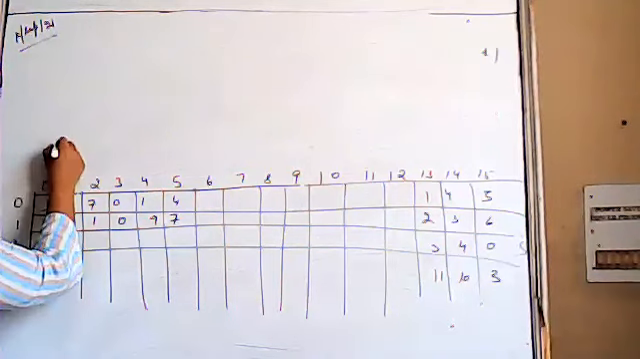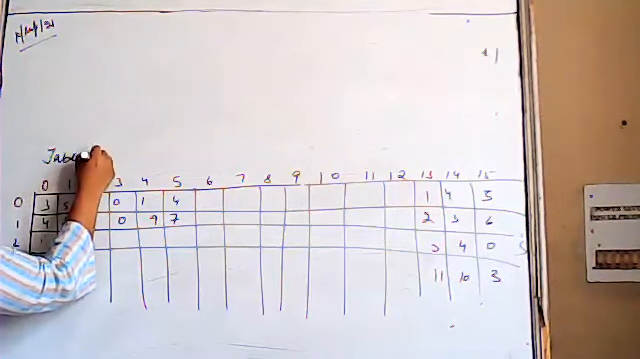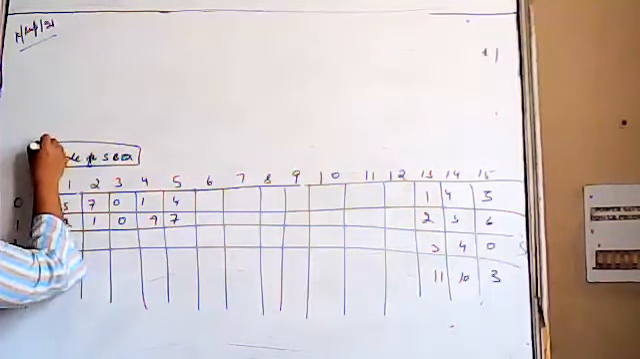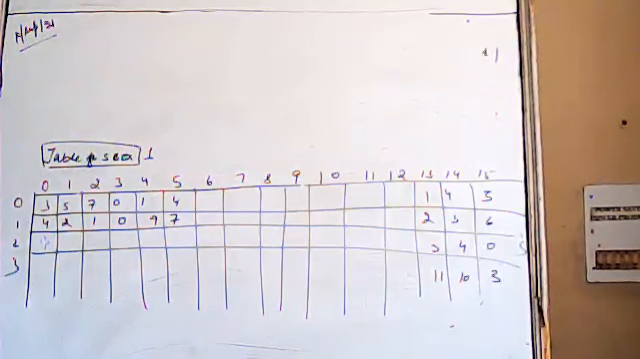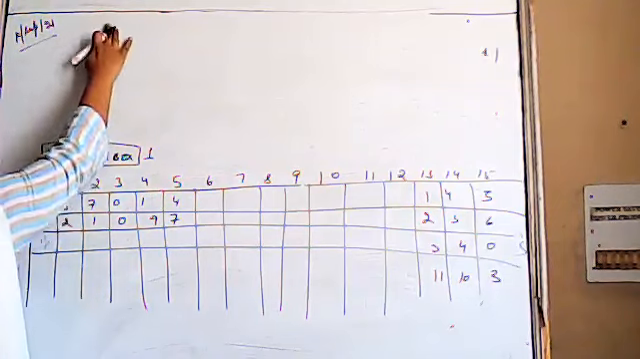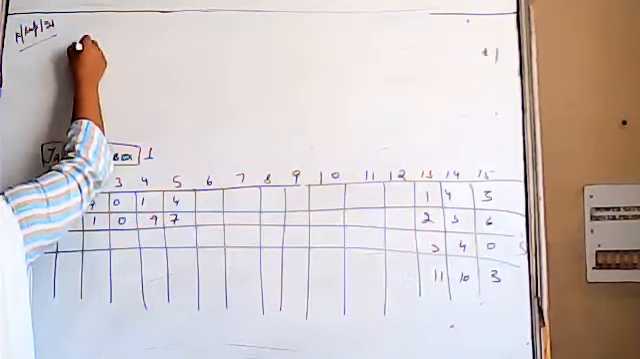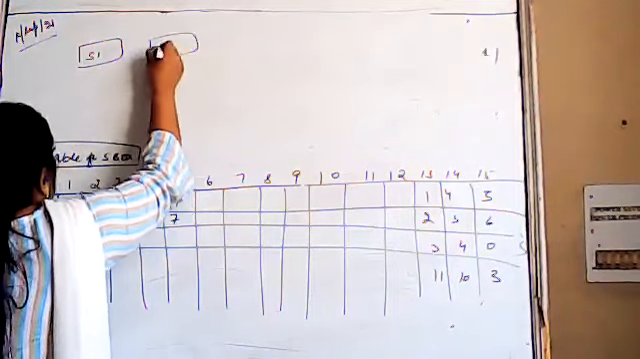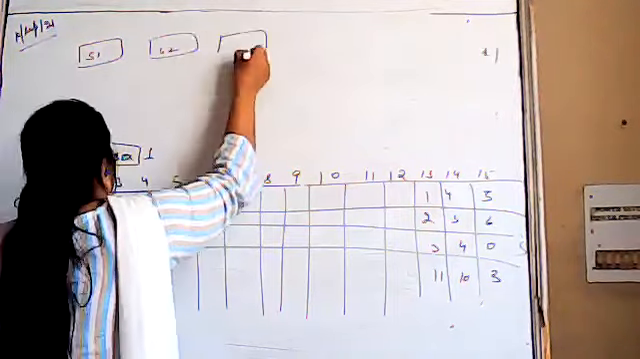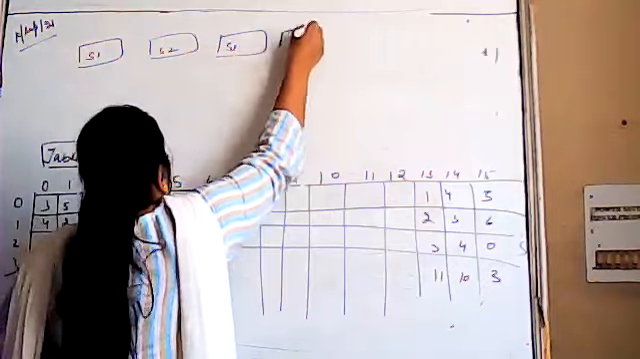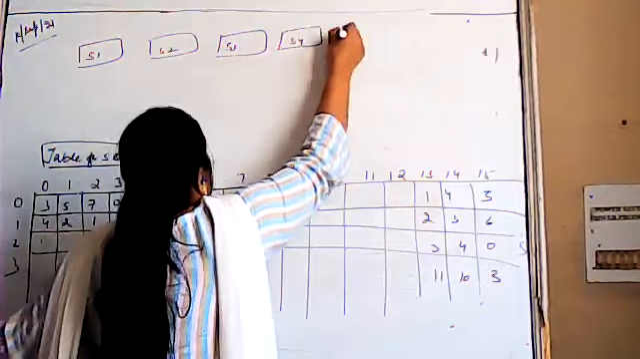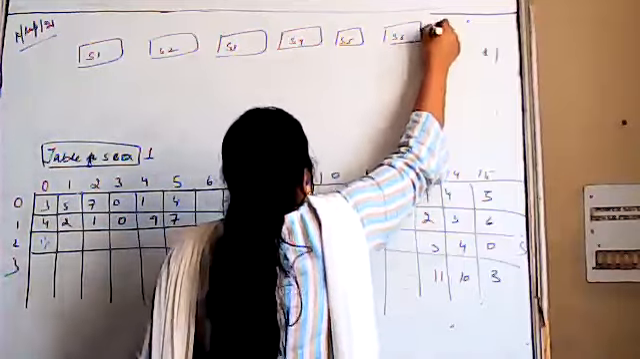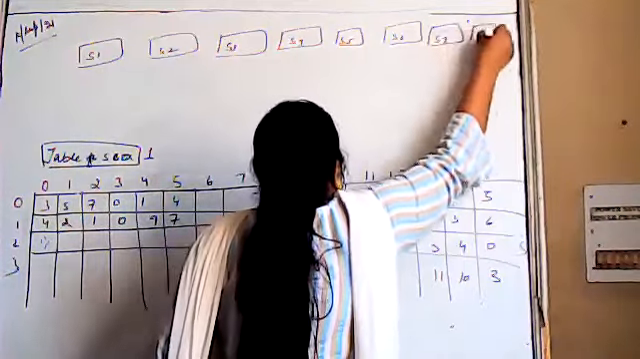This is a table for S-box 1. See, how many S boxes were there? 8. So S1, S2, S3, S4, S5, S6, S7, and S8.